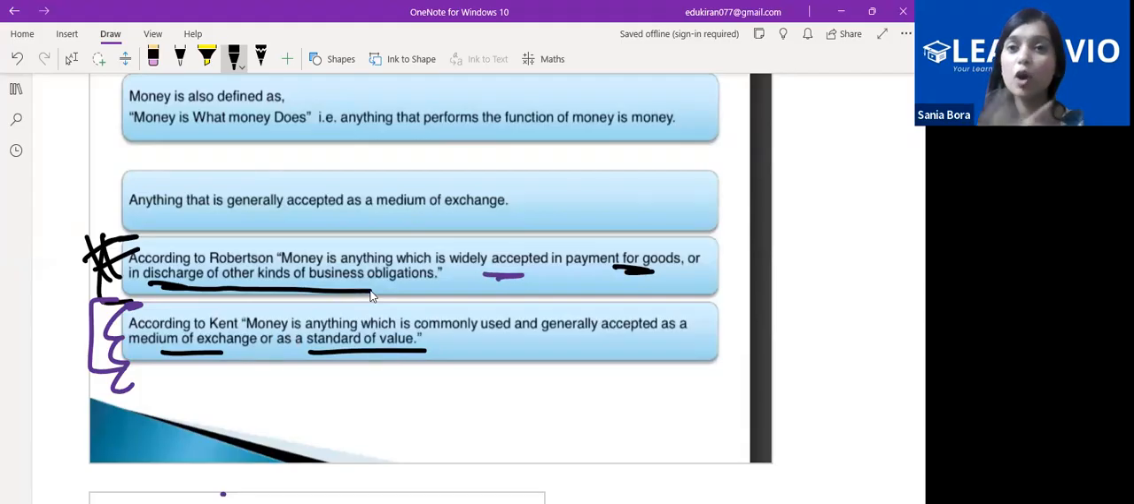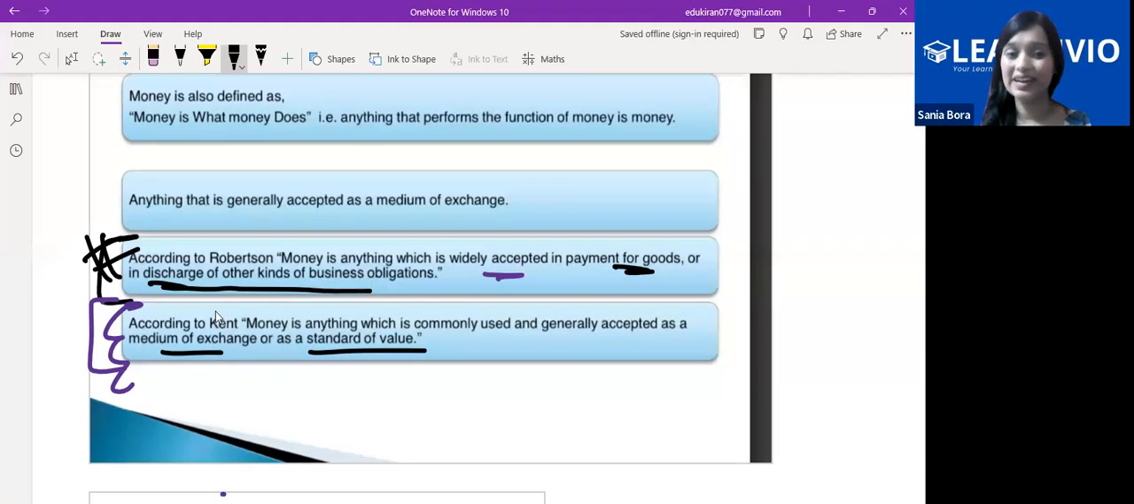I can't say, give me your product, I will give you my car. No, that is not acceptable. So Robertson says that money is anything which is widely accepted in payment for good or in discharge of other kind of business obligation. If you want to remove the obligation of business, then also you need money. Done?